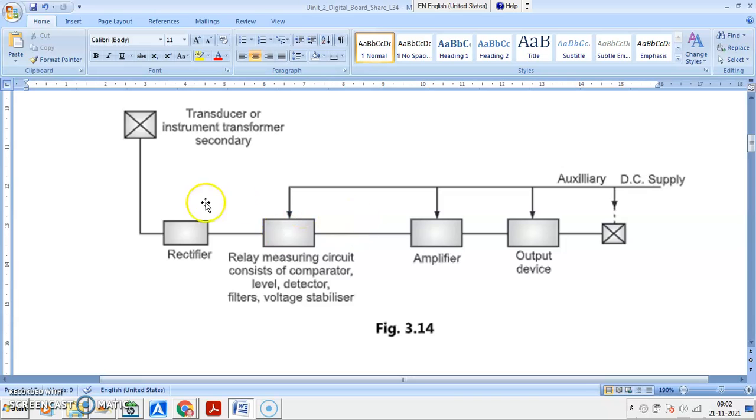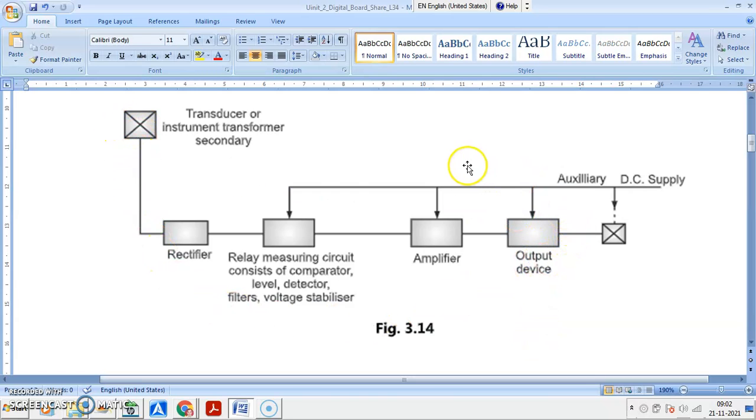Then you may have the relay measuring unit or comparator. Then you may need to amplify the signal for operation of the relay, so amplifier. Then you are having the output device which is giving output to the trip circuit contact of the circuit breaker.